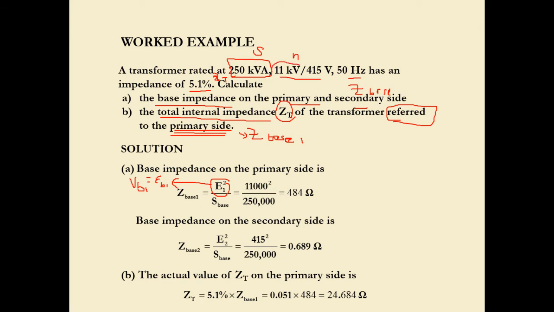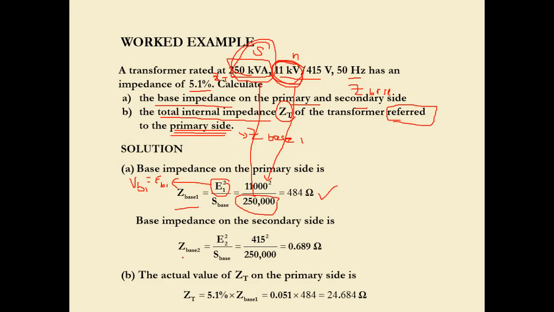So you may pick the 11 kV from up here, put it into this equation and square it. And we have the S, 250 kVA, into here, giving Z base 1 equal to 484 ohm.